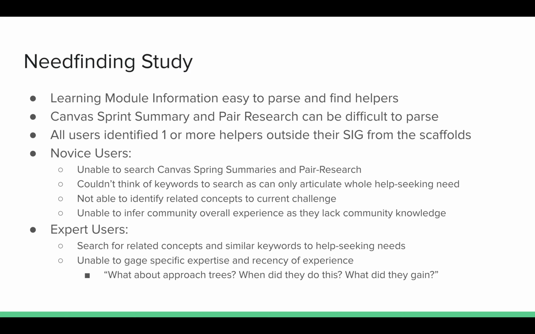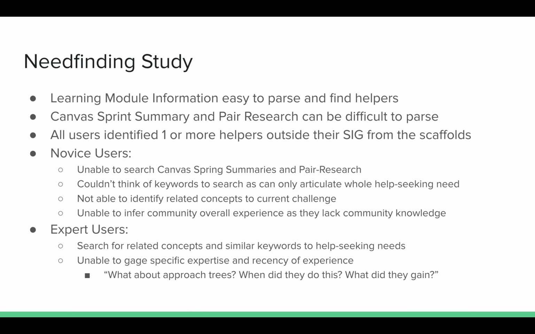Through this need finding study, we also noticed key differences in the way novices and experts would use our prototype. Novice users are not just people who are in their first or second quarter in DTR, but have a difficult time navigating around and identifying expertise. These types of users usually rely highly on learning modules because it's very easy for them to just see who's done what, and they believe that their learning module expertise is broad enough to cover their entire help-seeking need, but they're not able to be specific about what they want.